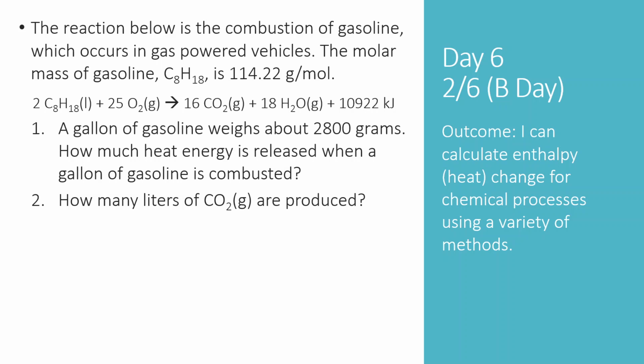Today's lesson for 2/6, the outcome is I can calculate enthalpy or heat change for chemical processes using a variety of methods. So we're going to be going over some pen and paper methods that we can use to calculate the heat change for a chemical process. Instead of using experimental methods, these are some ways that we can do this with pen and paper.